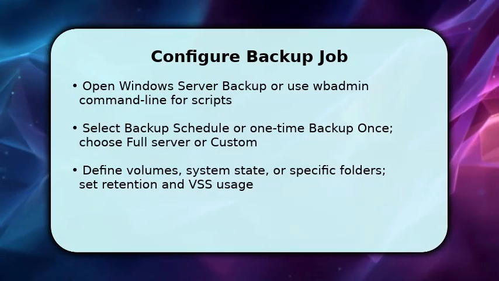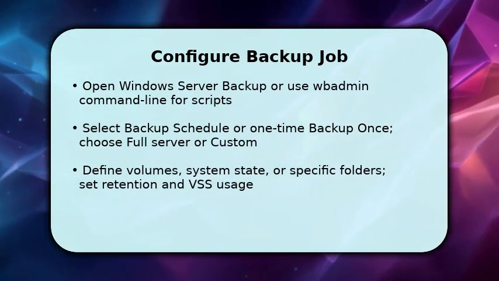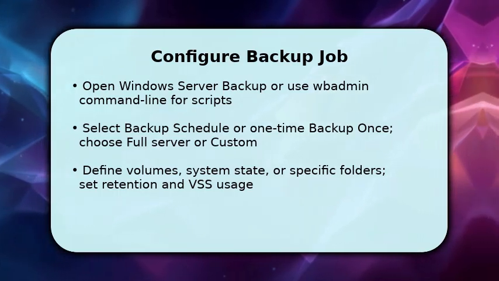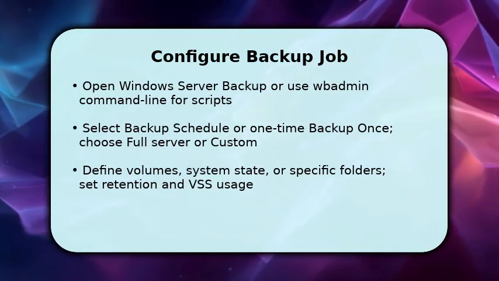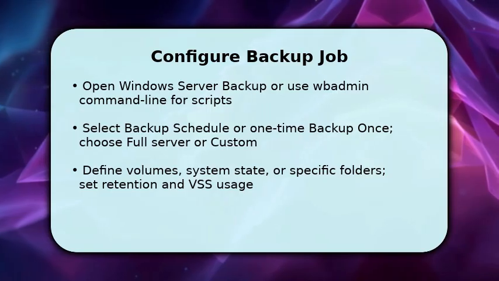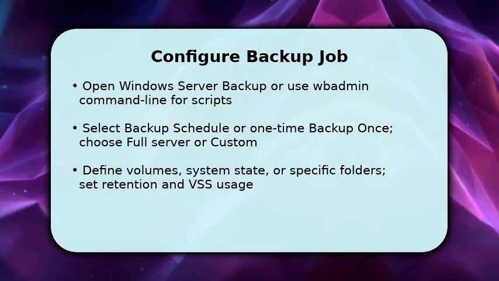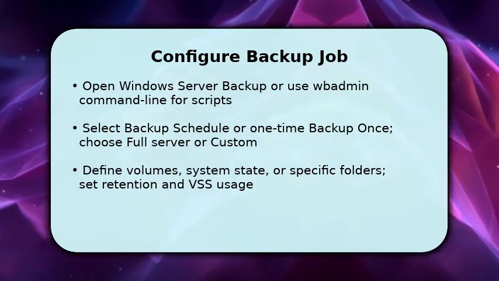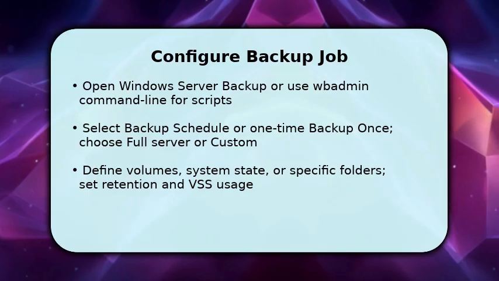You next configure the backup job, open Windows Server Backup, or run wbadmin to script it. Choose whether you want a scheduled backup or a one-time snapshot. For servers, pick full server unless you need custom selections. When selecting items, include system state and critical volumes to ensure bare metal recovery is possible. Once set, configure retention and enable volume shadow copy service to capture open files.